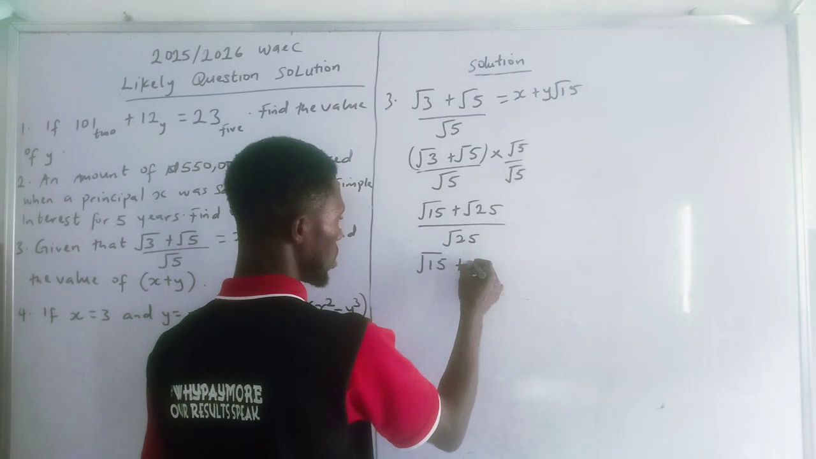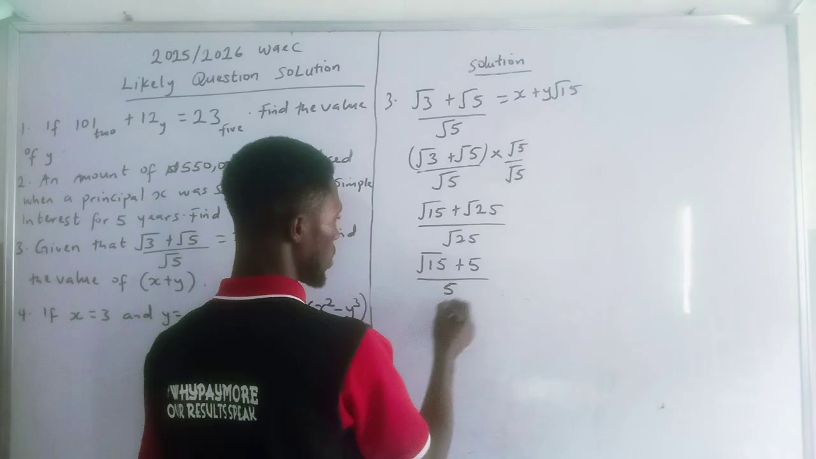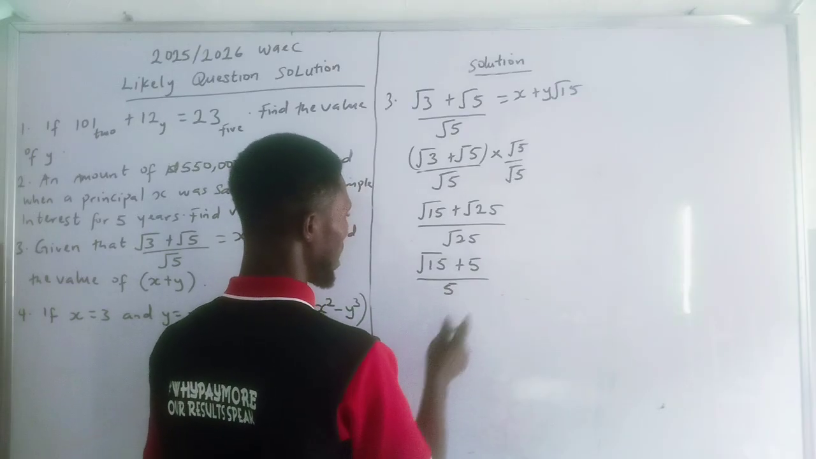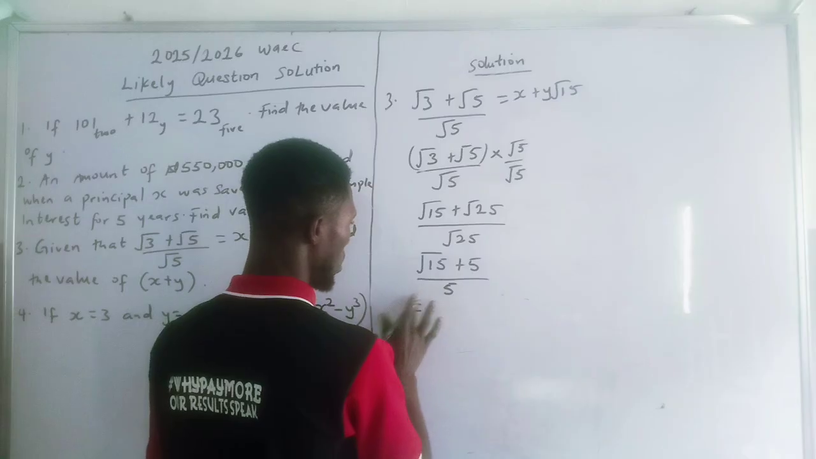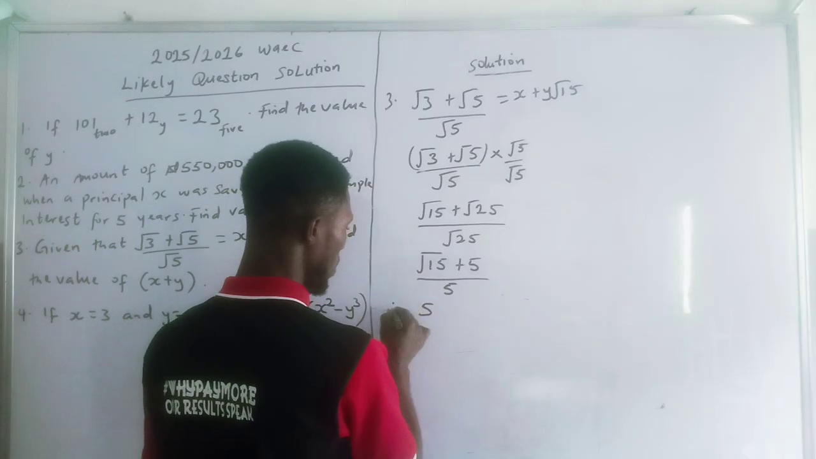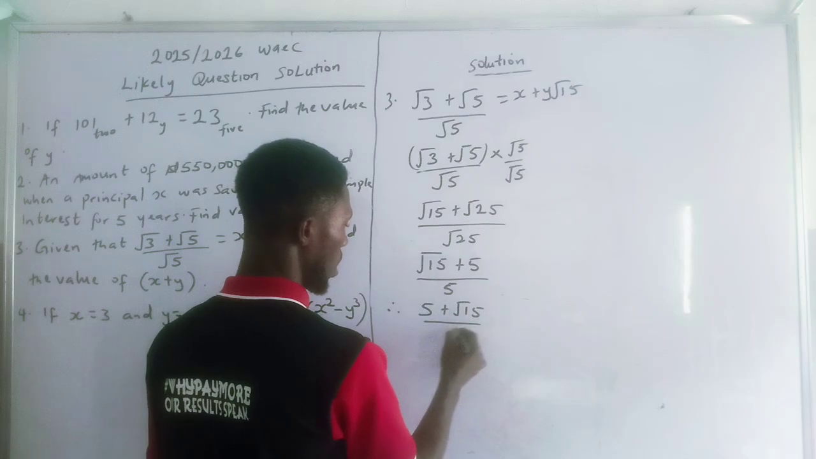Root 25 is 5. Then all over root 25, which is 5. From there, what are we going to do? We're not going to rearrange them. So therefore, we have 5 plus root 15 over 5.